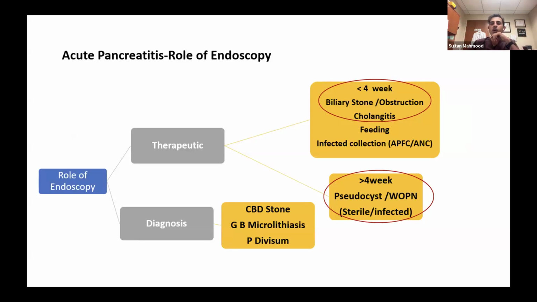And we also find patients who have microlithiasis in the gallbladder, which can be a potential cause of the acute pancreatitis and sometimes for the diagnosis of pancreatic divisum as well. And when it comes to therapeutic, this is where endoscopic ultrasound and ERCP has a role. It depends on how early we are after the acute pancreatitis episode that we might need to do an ERCP for biliary obstruction or cholangitis, or if it's more than 4 weeks, then it's going to be intervening on pancreatic pseudocyst or a walled-off necrosis, and we will talk about that in the coming slides.